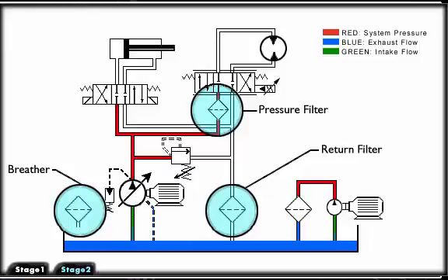A kidney loop or offline filtration is often required when fluid circulation through a return filter is minimum. Being independent of the main hydraulic system, offline filters can be placed where they are most convenient to service or change. Offline filtration normally runs continually.